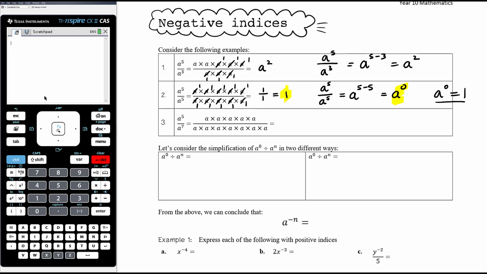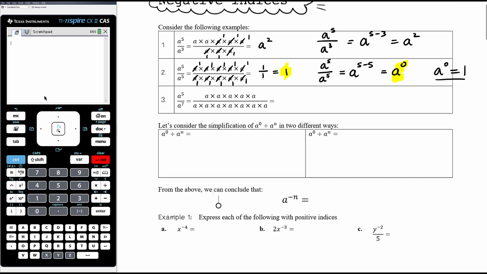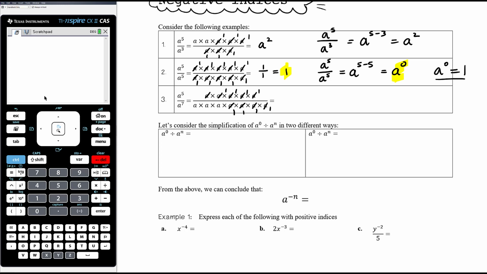Okay. Now, if we think about the third example here, where we've got a to the power of 5 divided by a to the power of 7. Okay, so again, we can simplify this fraction, divide the numerator and denominator by a once, twice, 3 times, 4 times, 5 times. And now we can't simplify any further because we've only got 1 left on the numerator, but we've got a squared on the denominator. So this is 1 over a squared.